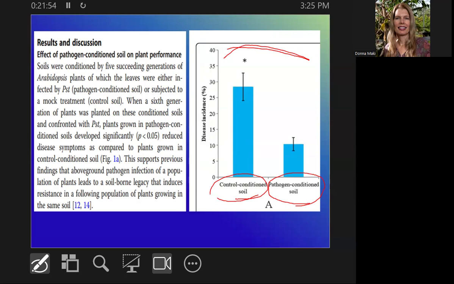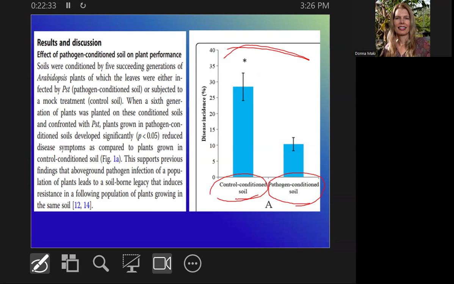So they're trying to figure out, how did the plants grow in the 6th generation? How did they grow into those conditioned soils? And you can see they actually didn't grow so well in the pathogen conditioned soil. But it kind of makes sense because that's the whole growth defense trade-off. So if these Arabidopsis got plunked into conditioned soil where the 5 generations of plants had been infected, and when growing in that soil, they were getting the signal there's pathogens around, and so they weren't investing in growth.